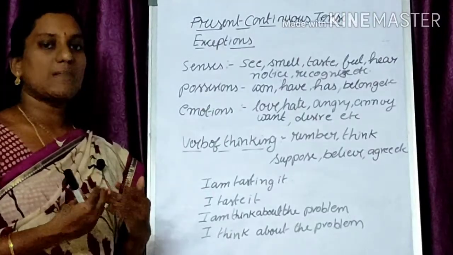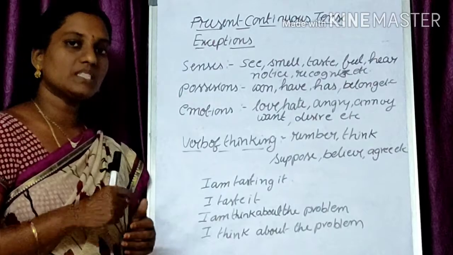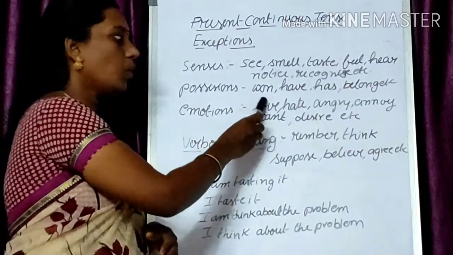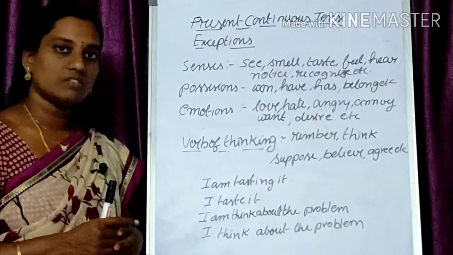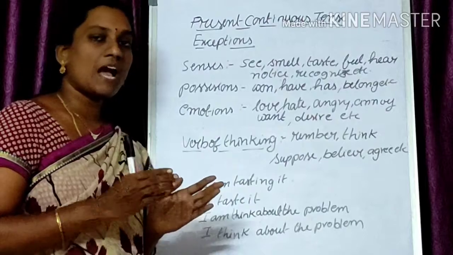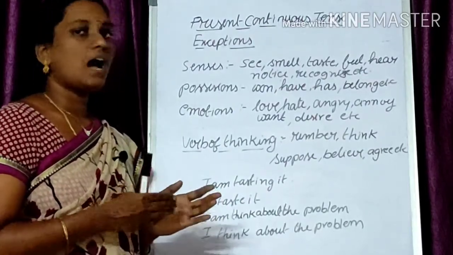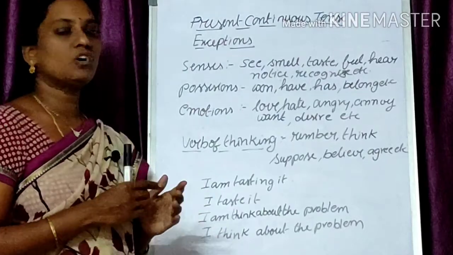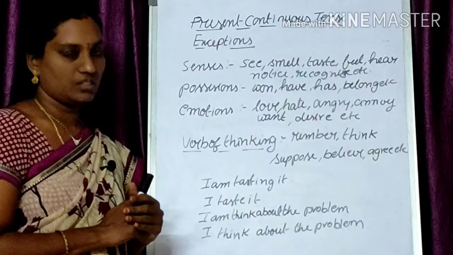In the same way, possessions. Possessions means something which says that it belongs to me. So words of this type like own, have, has, belong, etc. These words also should not have the ing form. We should not say I am owning, I am having, or I am belonging to. Like that we should not use the ing form for these possessional words.